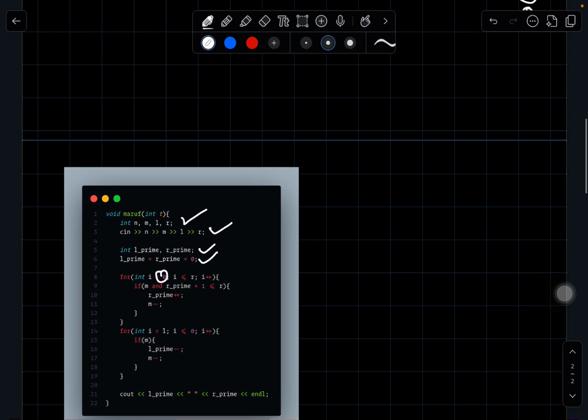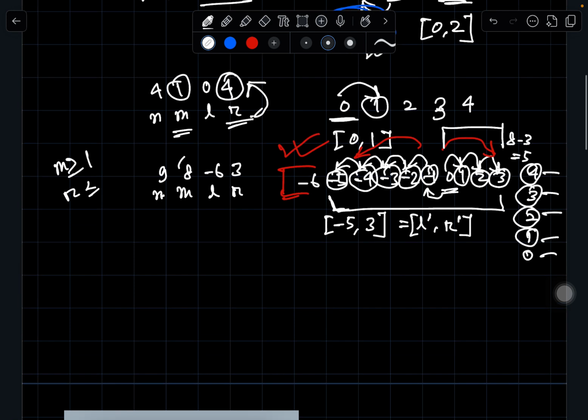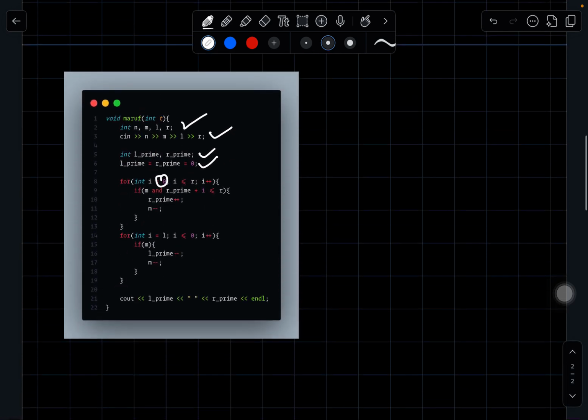So if this condition is fulfilled, then I just increment the value of R prime and decrement the value of M, because I already discussed that in the first iteration I increment the value of R prime and decrement the value of M simultaneously. Okay, because I have total M days here. So this is the first loop for calculating the R prime.